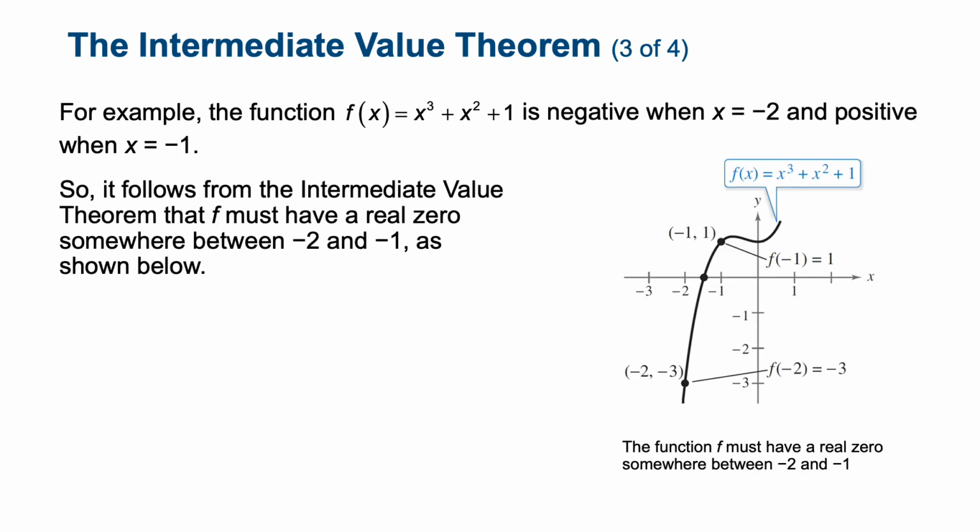Okay, so let's look at this example. Let's say this function x cubed plus x squared plus 1 is negative at x equals negative 2, and it's positive at x equals negative 1, right? The function value at negative 1 is positive 1, and the function value at negative 2 is negative 3. So the y is negative 3 here, and the y is positive 1 here. So that means there has to exist a 0, a point where the function changes sign. Because of that, we know that there exists a 0 between negative 2 and negative 1, but we don't know what it is exactly.